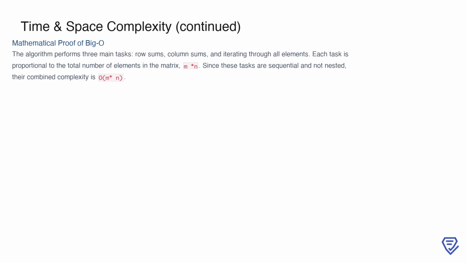To mathematically verify the big O complexity, consider the 3 main tasks the algorithm performs: computing the row sums, computing the column sums, and iterating through all elements in the matrix. Each of these tasks is directly proportional to the total number of elements in the matrix, which is m*n. Since these tasks are performed sequentially and not nested, their combined complexity is simply the sum of their individual complexities. Therefore, the overall time complexity of the algorithm is m*n. This clear linear relationship with the matrix size confirms that the algorithm is efficient and scales well with larger inputs.